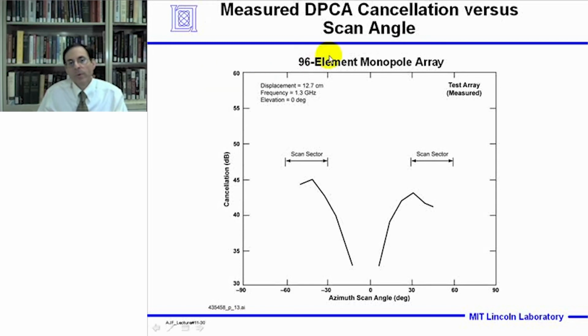This slide shows the measured DPCA clutter cancellation performance versus scan angle for the 96 element test array. So 0 degrees would be broadside looking into the null of the monopole, and we would not expect to get much cancellation in this nadir hole region. And so the desired scan sector is from approximately 30 to 60 degrees. And we see the clutter cancellation is on the order of about 40 dB or better at these larger scan angles.